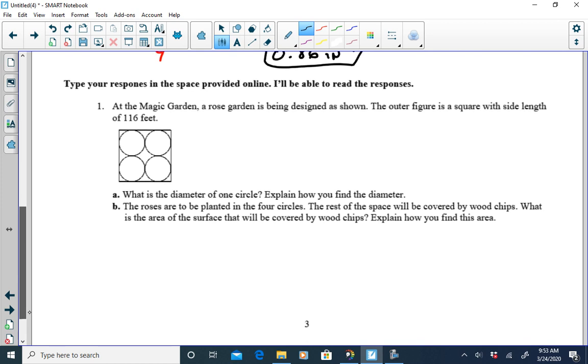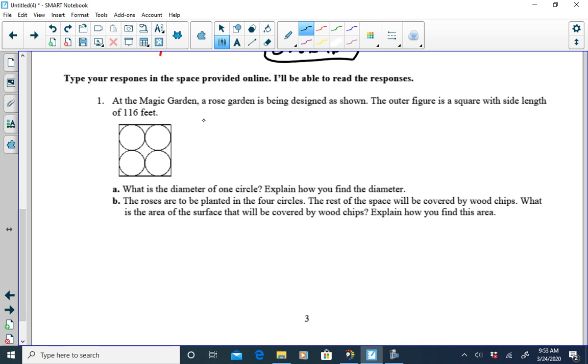And then this last one here. At the Magic Garden, a rose garden is being designed as shown. The outer figure is a square with side lengths of 116 feet. So this is 116, this is 116. What's the diameter of one of the circles?